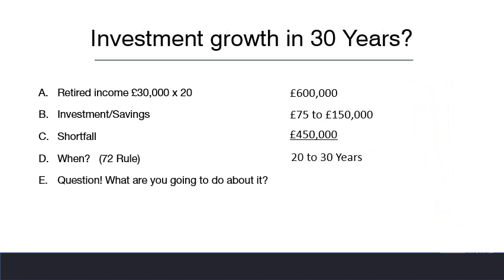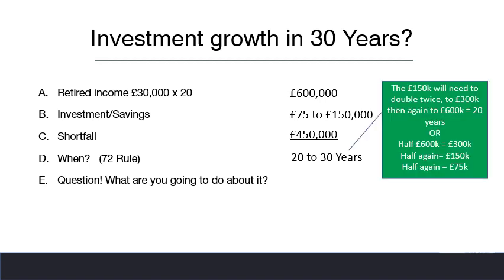Let us consider the 72 rule in a slightly different way. So far, we've been looking at growth. What about using it to find out a number of years to achieve something by halving an investment? So in this example here, slightly different one, but same target, £600,000, the client has £150,000 so far of investments and savings that they're prepared to invest. And therefore, this gives us a shortfall of £450,000.